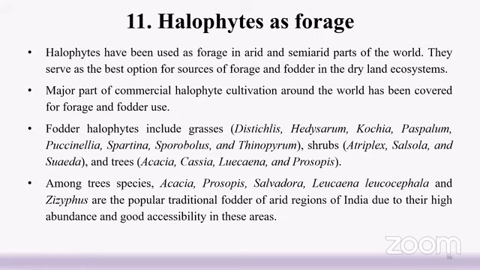So this is also one of the uses of halophytic trees or grasses under saline conditions: if the land is not able to produce grains or field crops, the area can be converted into a silvipastoral area for dairy production.